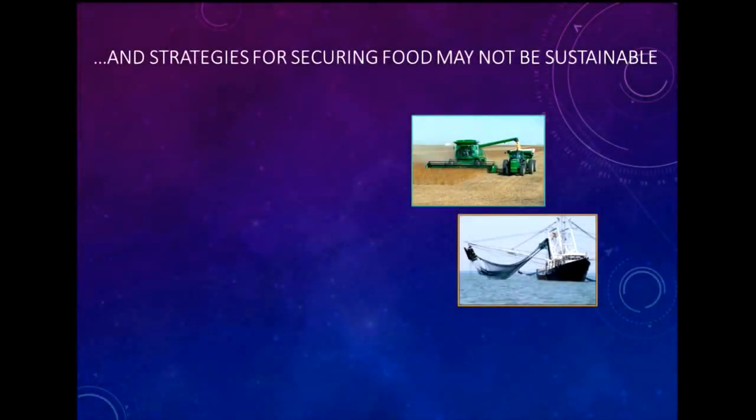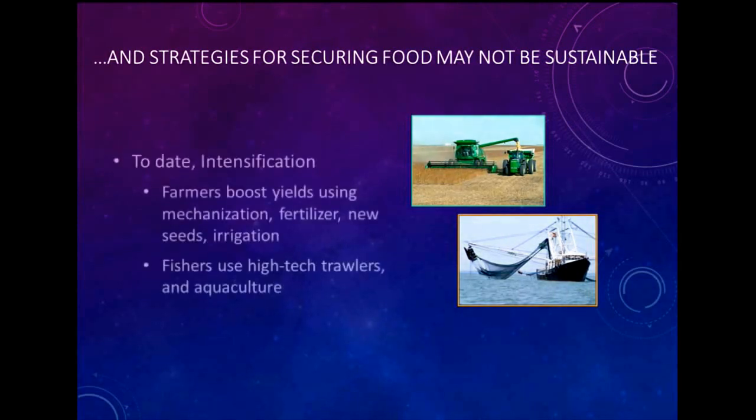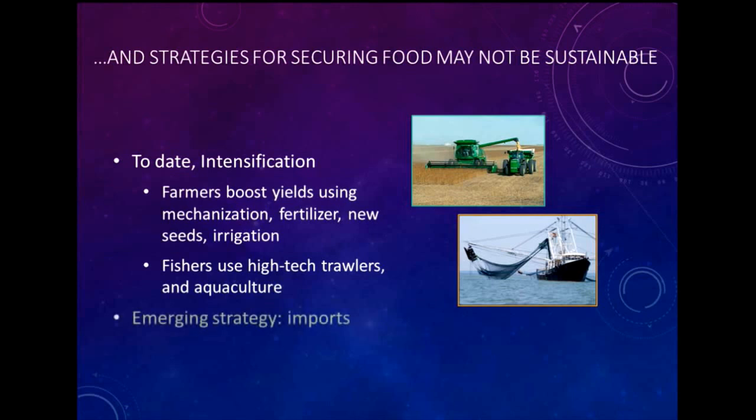And what I find probably most interesting about this topic now is that strategies for securing food may not be sustainable. Over the past 50 years, as we needed to provide more food for a growing population, we could not really expand agricultural area that much, and we had to use a different strategy, which was intensification. Farmers boosted their yields, and fishermen used high-tech trawlers and aquaculture to increase their output. But there's an emerging strategy that I think is perhaps too clever by half, and that is importing food.